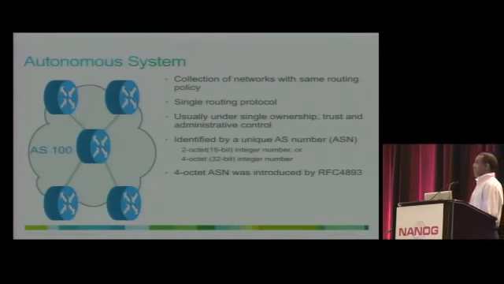It is identified by a 2-octet number, but since we are running out of 2-octet numbers, a 4-octet number was introduced, and now you can have a 4-octet autonomous system number. Soon it will be very difficult to get a 2-octet autonomous system number, so you will have to use a 4-octet autonomous system number. The 4-octet ASN was introduced by RFC 4893.